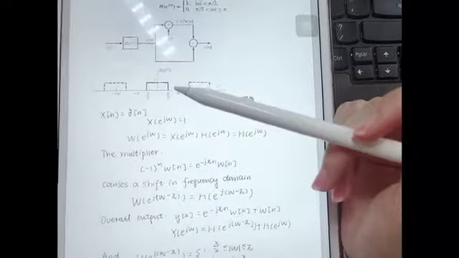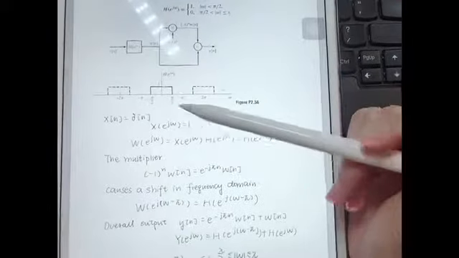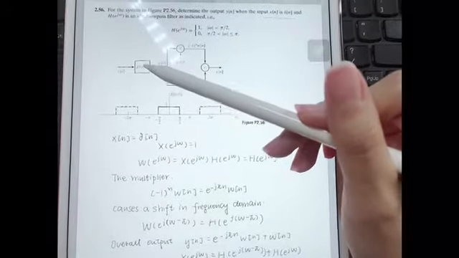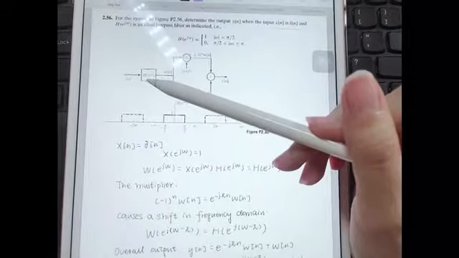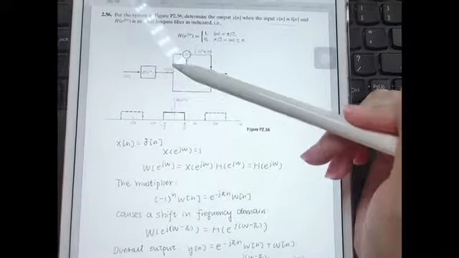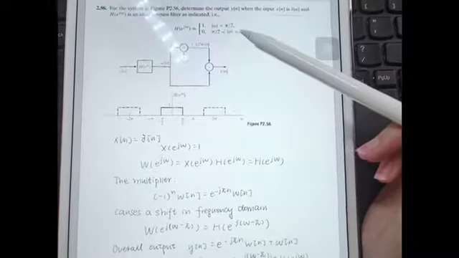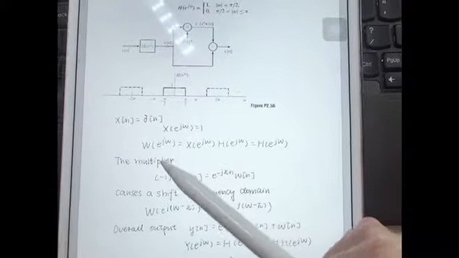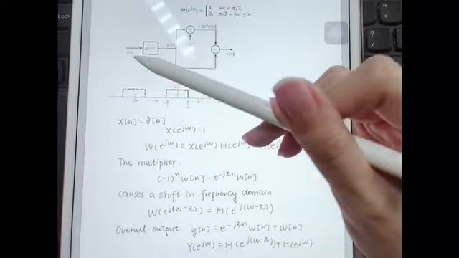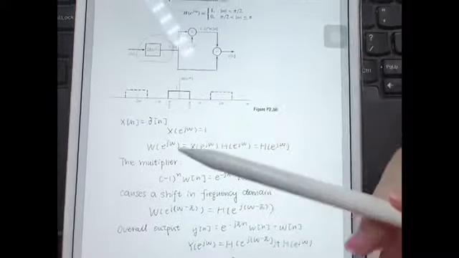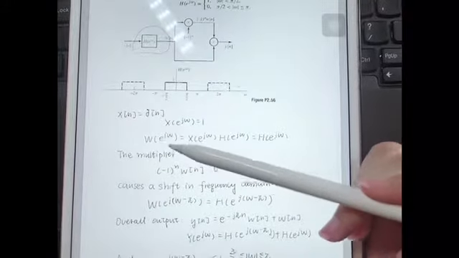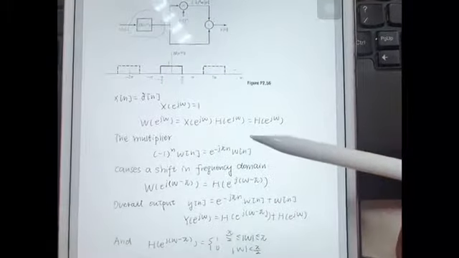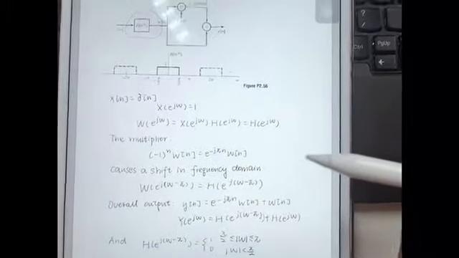Now the input is this, and from this figure we know the input first passes the low pass filter, whose expression is this. So in the frequency domain we can get that the output of this system is Y(e^jω) equals X(e^jω) multiplied by H(e^jω), which is H(e^jω).